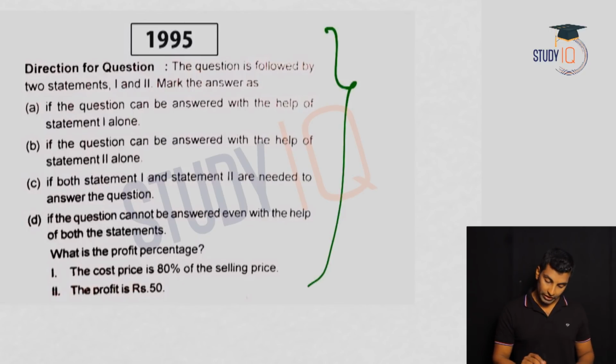Okay, so the first option, the question can be answered with the help of statement 1 alone. That means you just look into statement 1. If you can answer the question with statement 1 alone, you will pick that answer. Now the question can be answered with the help of statement 2 alone. Just look at statement 2 alone, see whether you can answer, then mark this.